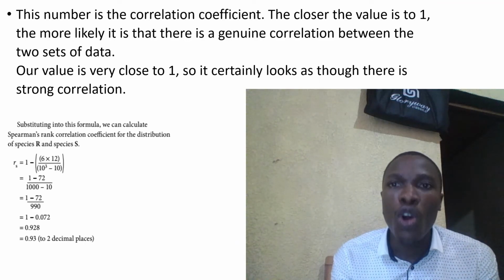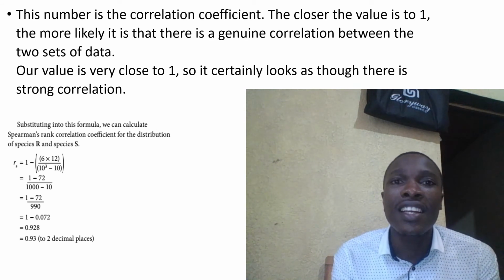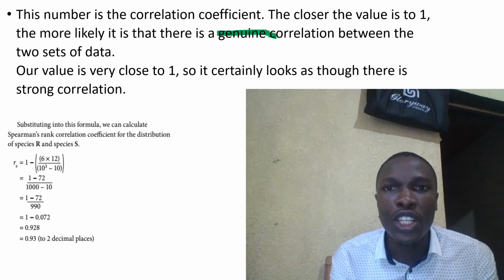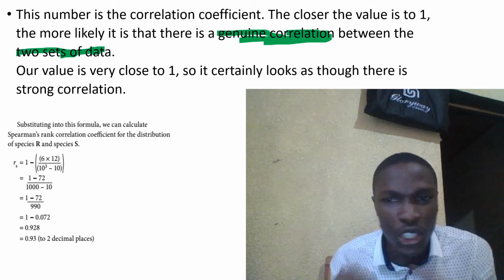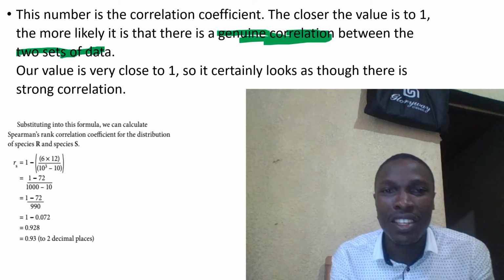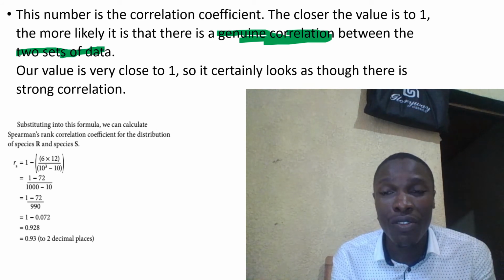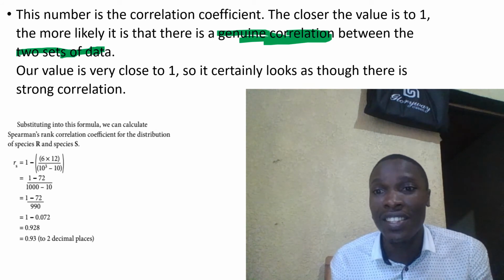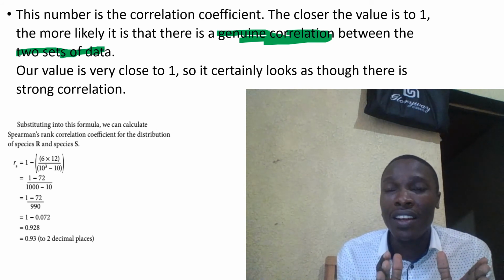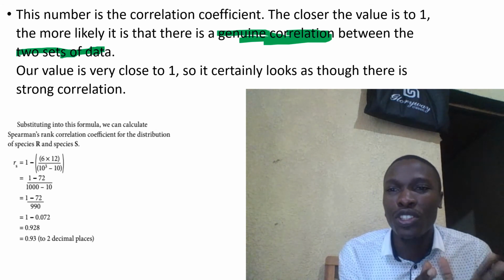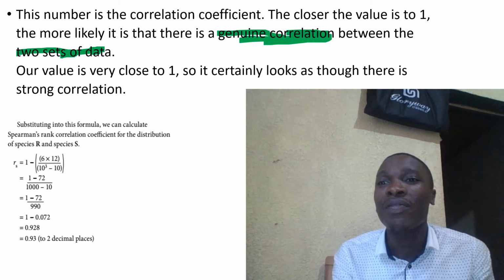This value is close to 1. And any value that is closer to 1 shows that there is a genuine correlation between the two sets of data. That's what it shows. There is a correlation. So this value, you can't take it for granted. 0.93 means that for the data that we have, the number of species of R and the number of species of S, there could be some external factors that bring about that close relationship. There should be something in the environment that we shall have to discover in the next videos that I have to present.